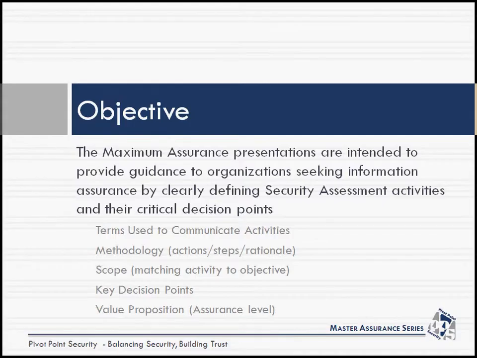The Maximum Assurance presentation series is intended to help organizations maximize the assurance that they receive from the security assessment activities they conduct by standardizing the language and the methodologies and the way we communicate these issues. Also critical to that is making sure that key decision points are well understood.